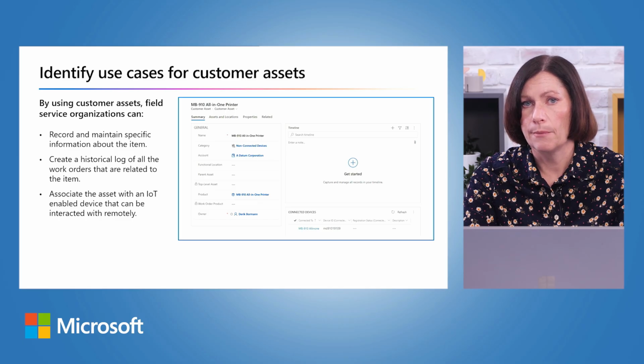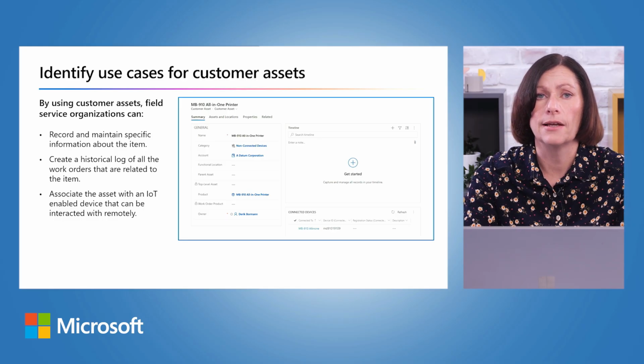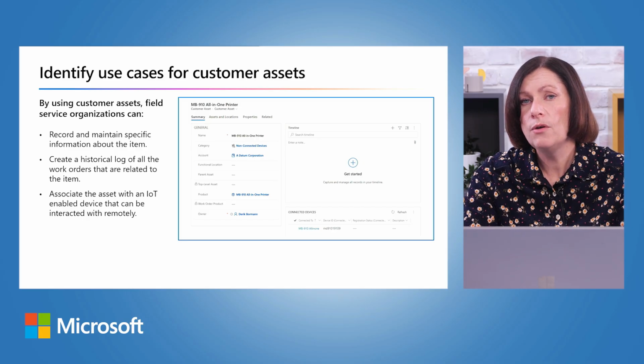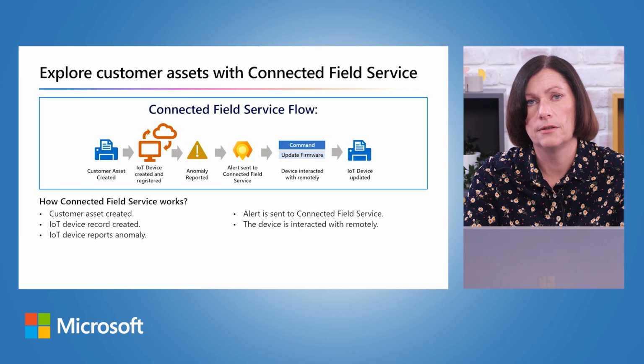By using the asset management capabilities of Dynamics 365 Field Service, you can easily see all the assets associated with a specific customer. You can quickly identify where the asset is located. You can open work orders and track against a customer asset. You can identify any sub-assets that are associated with a primary asset. You can remotely monitor and interact with IoT-enabled assets when combined with Connected Field Service.